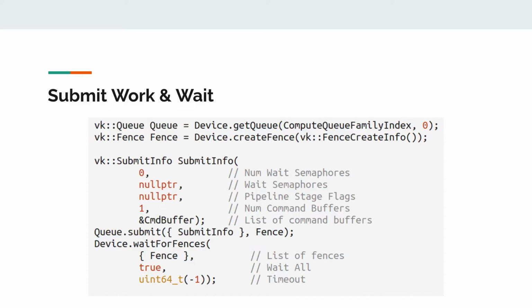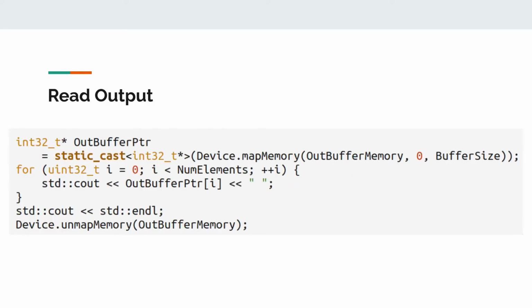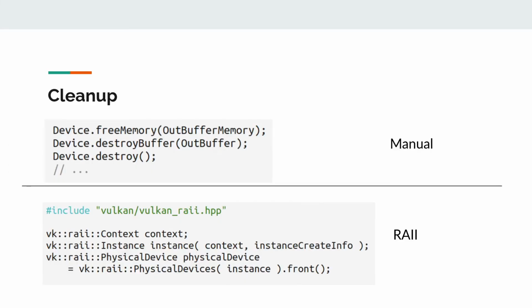After this step, we have recorded the commands, but we haven't submitted them yet. For that, we first create the fence for synchronization purposes, and then we submit the command buffer and wait for the fence we created. After this operation completes, we are ready to read our output from the output buffer. Again, we map the output buffer for this purpose. Before terminating the program, we need to clean up the resources we have created. We need to do this manually in this instance.